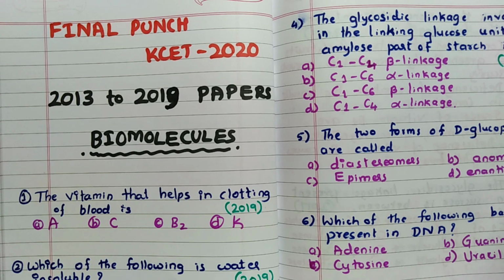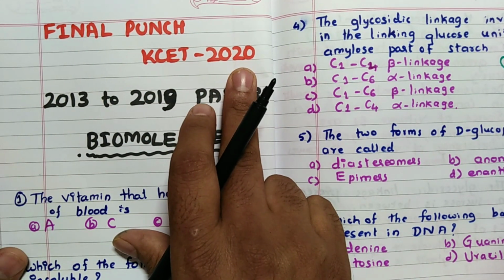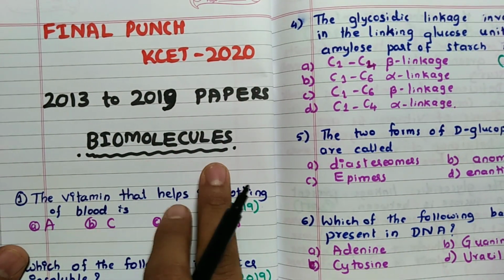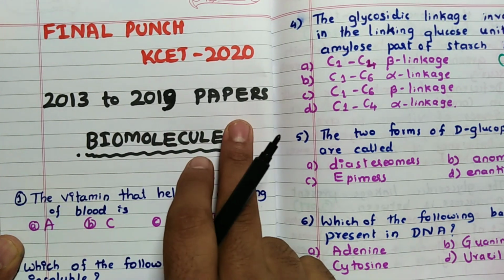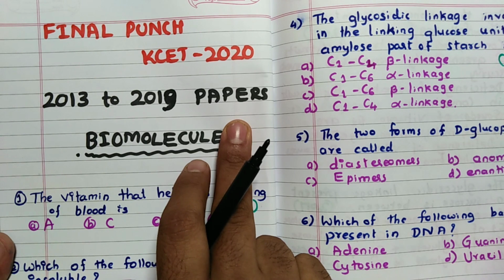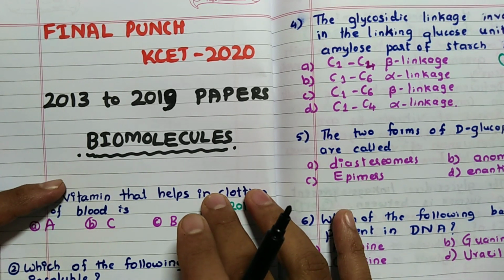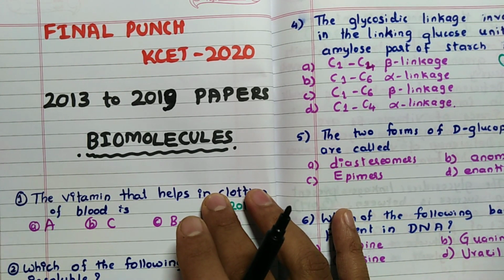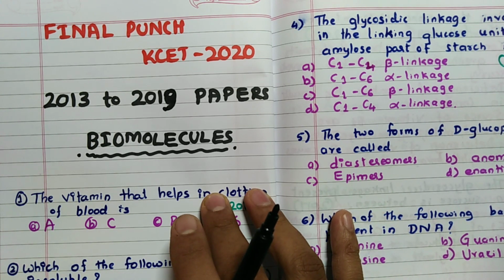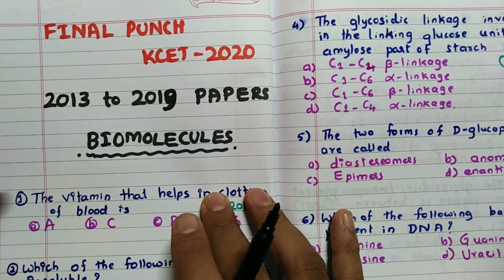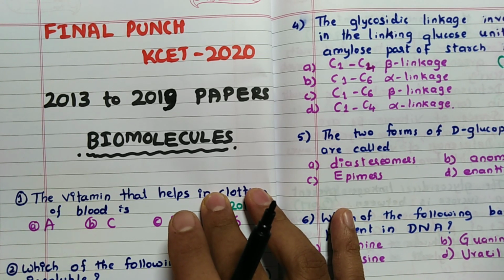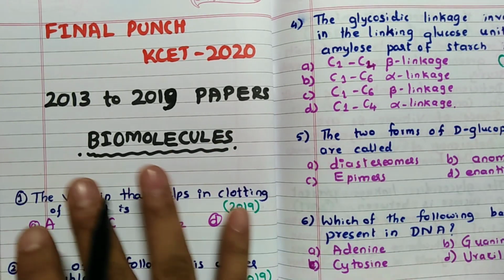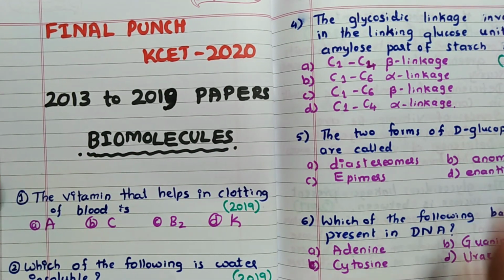Today I am going to discuss the Final Punch KCET 2020 series, Biomolecules chapter. Here I have solved the 2013 to 2019 papers. But before solving this, you have to see my previous video on the Biomolecules synopsis part for KCET or NEET. If you see that video correctly, then all these questions will be very easy for you.